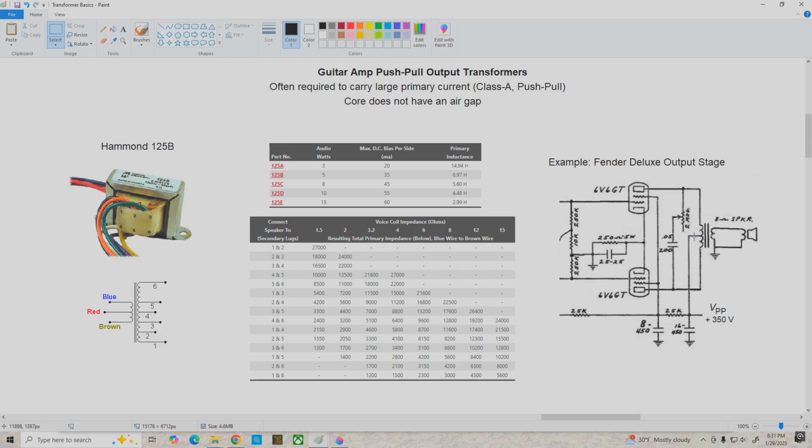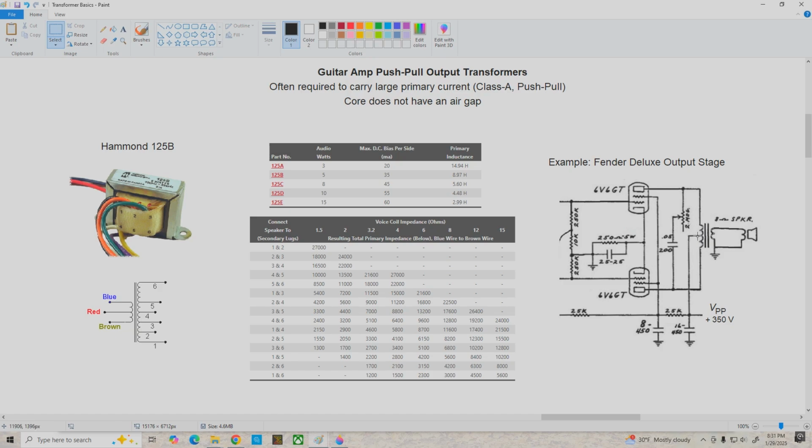Now, this transformer doesn't require an air gap because if we look at the flux that's created by the current flowing into the center tap here, it splits. Half of it goes up, half of it goes down, and this induces flux in opposite directions through the core, so they cancel each other out, and we get a net flux of 0 in the core at the Q point. So that's why we don't need an air gap here, even though we are carrying a fair amount of current in the primary.